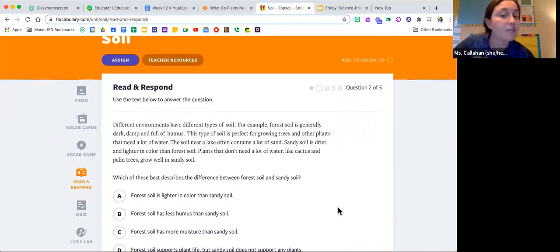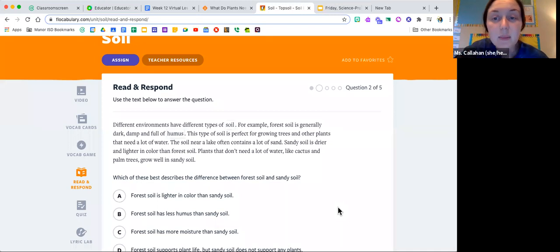Different environments have different types of soil. For example, forest soil is generally dark, damp, and full of humus. This type of soil is perfect for growing trees and other plants that need a lot of water. The soil near a lake often contains a lot of sand. Sandy soil is drier and lighter in color than forest soil. Plants that don't need a lot of water, like cactus and palm trees, grow well in sandy soil. Which of these best describes the difference between forest soil and sandy soil?